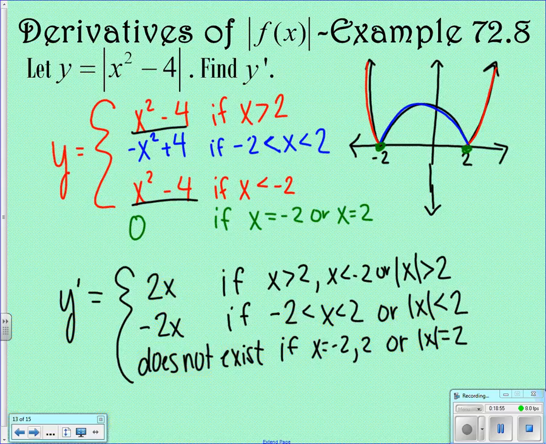So hopefully, as you practice derivatives of absolute values, it'll become a little bit more comfortable for you. But that's how you do those. You just make sure you memorize the formulas for the derivative of a to the x, and then the derivative of log base a of x.